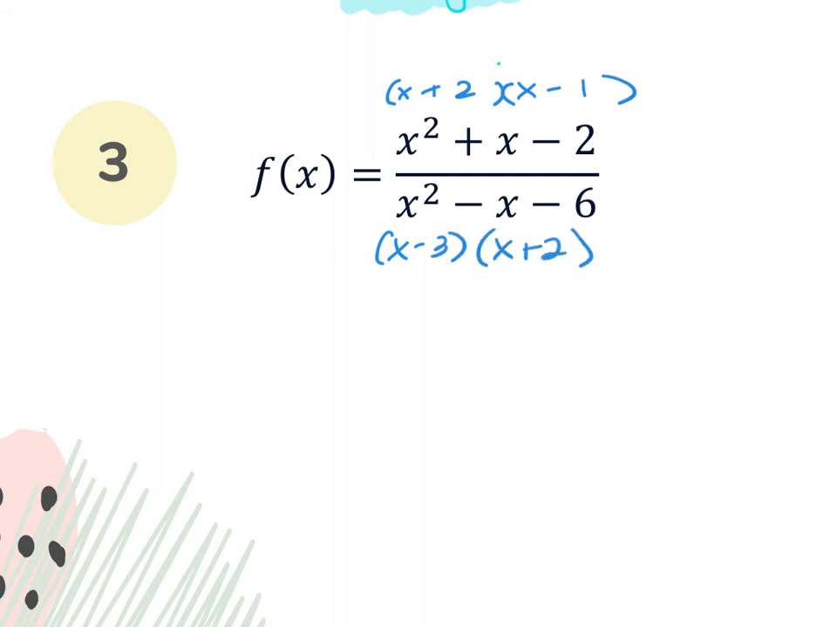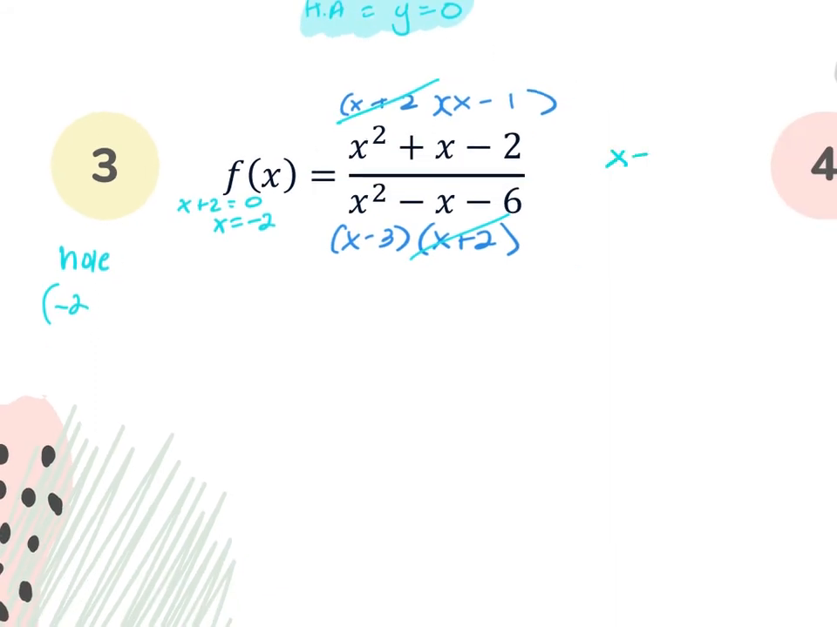Because these cancel, there's a hole where that equals 0, which means x is negative 2. Then from here on out, we're only using x minus 1 over x minus 3 as our function. The vertical asymptote comes from the denominator. X minus 3 equals 0 means x equals 3. For the horizontal asymptote, the highest exponent in the top is 1 and in the bottom 1, so it'd be y equals 1 over 1, which is 1.